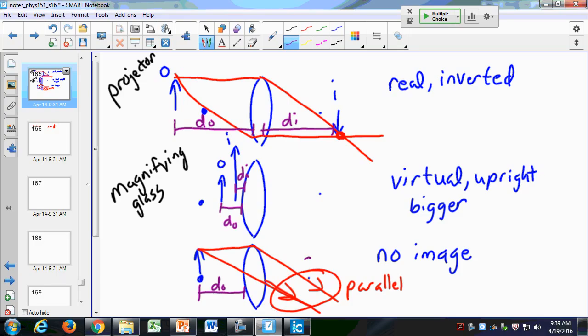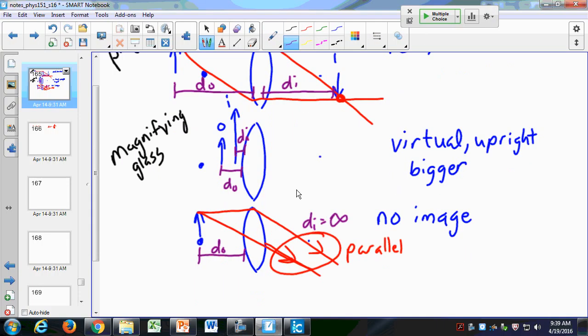And it turns out that di, if you try to calculate it, is equal to infinity. That means the image never exists. It's always at infinity because that's where parallel rays cross. Okay? Be able to label those on a figure if I show you an object and an image. Know what the object and the image distance are.